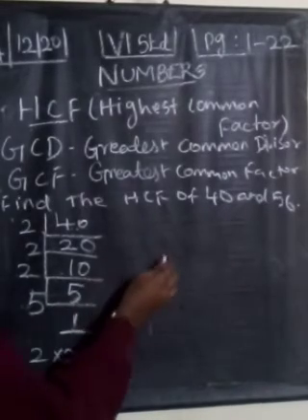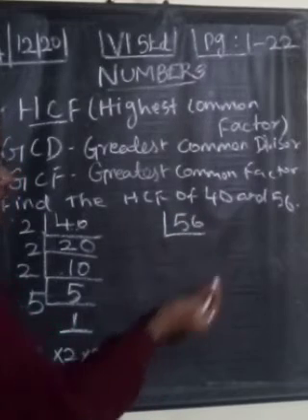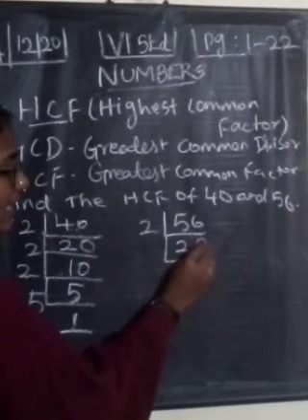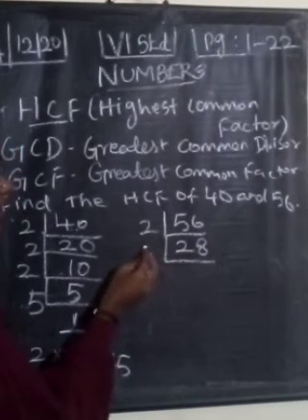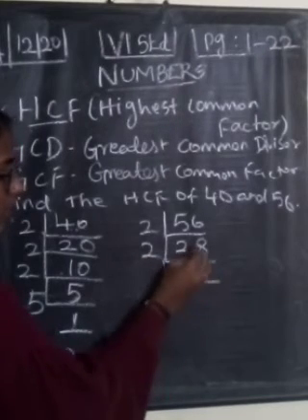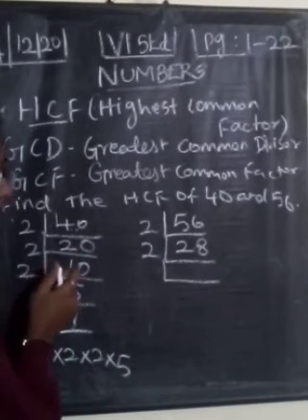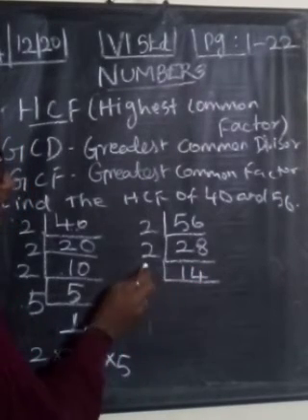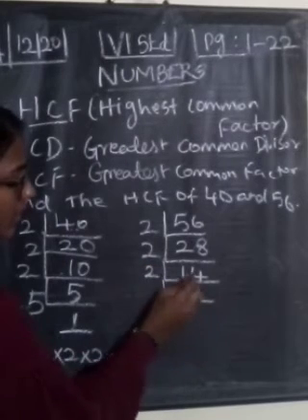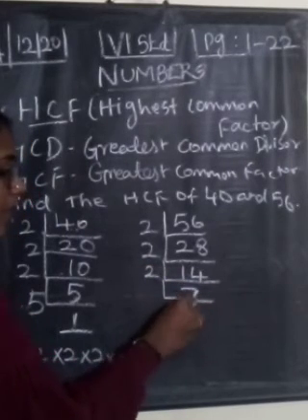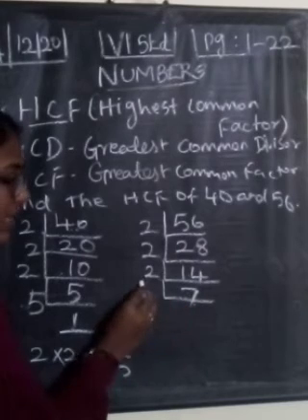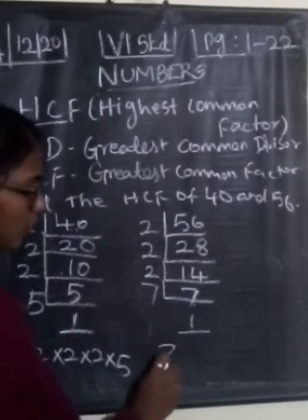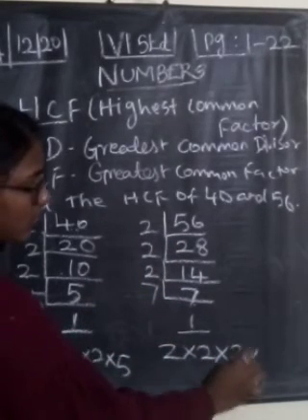Then the prime factorization of 56. 56 is divisible by 2. So we get 28. 28 is divisible by 2. So 28 divided by 2 is nothing but 14. 14 divided by 2, we get 7. So 7 is a prime number, so it is divisible by itself. So 7 by 7, 1. The prime factorization of 56 is equal to 2 into 2 into 2 into 7.